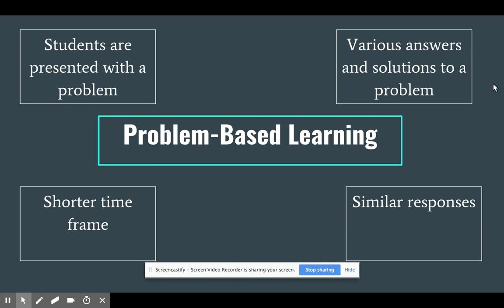The defining characteristics of problem-based learning are students are presented with a problem. So the teacher would be providing students with the inquiry question or with the problem. And there's going to be many different ways to solve that problem. So students would have the freedom of choice to figure out how they're going to work together in their collaborative groups to have the information available to them to solve that problem. Problem-based learning projects typically tend to be shorter time frame. Project-based learning could take a whole semester or a whole unit, whereas problem-based learning could be shorter, 1 to 3 class periods even. And there's going to be similar responses to the inquiry question or to the problem that is presented for students.